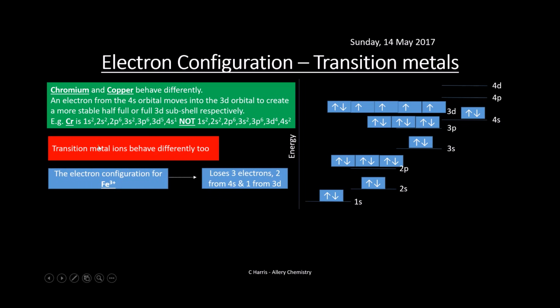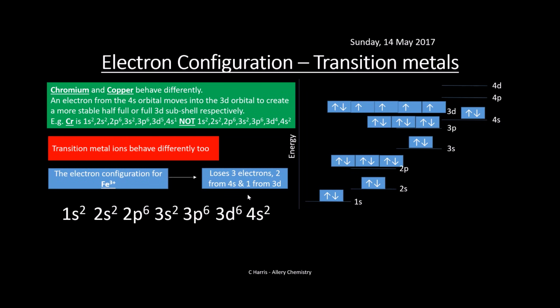So transition metal ions as well, they behave a little bit differently. The electron configuration for Fe3+, what it does, it actually loses 3 electrons, which is fine, but 2 of them come from the 4s and 1 comes from the 3d. So we're not removing all of them from the 3d orbital, even though the 3d is slightly higher in energy. So you can see here, here's the electron configuration. This is for iron. And then we remove the 3 electrons and we have 3d5, as you can see.